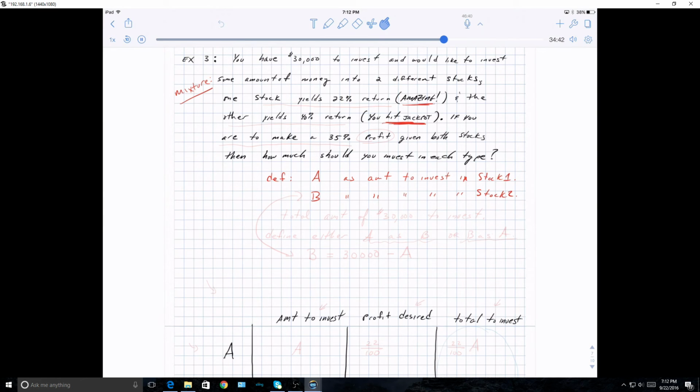Then, we also know a few other things, that we have a total, so I'll just write that down, a total amount of 30,000 to invest. Okay. So this lays out all of the problem, and you can start to see where this does become a mixture problem again, because one stock is going to yield 22%, another is going to yield 40%, and they're going to combine to make a 35% profit is what you're hoping.